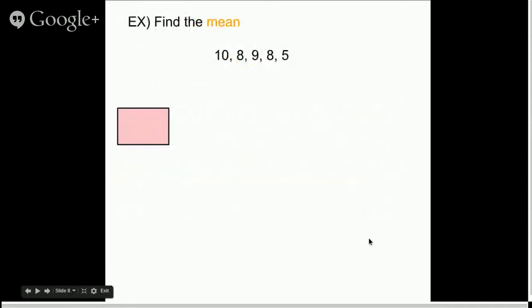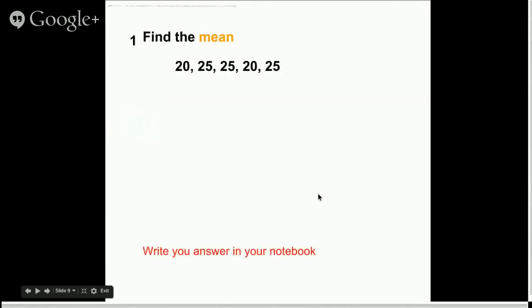All right. So here's another example. Find the mean. You'd add these up. 10 plus 8 plus 8 is 26, plus 9 is 35, plus 5 is 40, and then you divide by 5, and you get 8. I don't know why that didn't show up then.